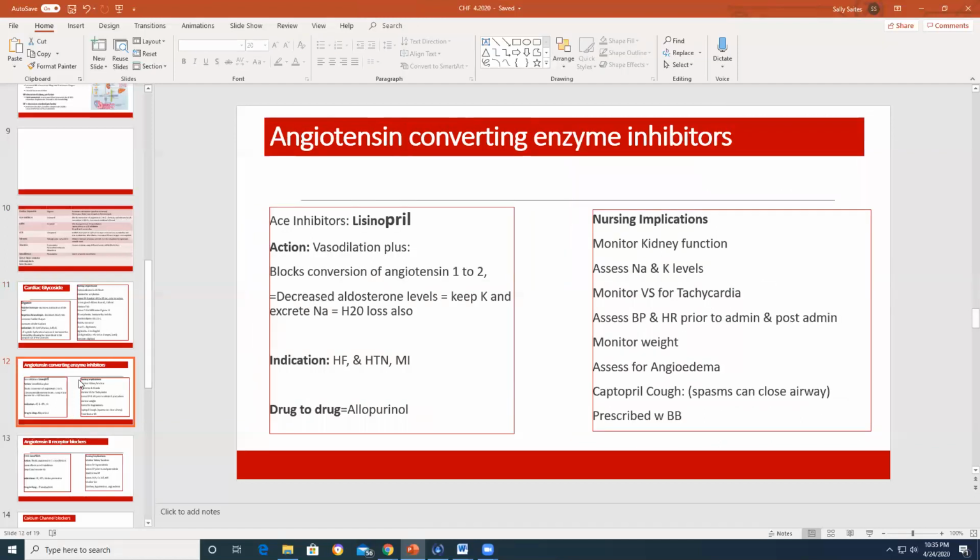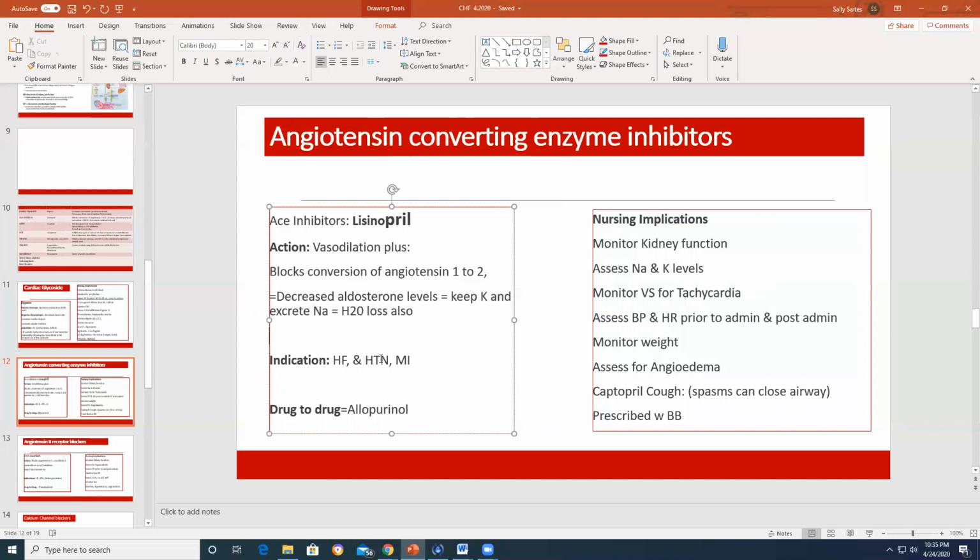Our next medication is very, very common, our ACE inhibitors, so lisinopril. As you can see, I've got the PRIL here bolded and enlarged for you. The action for ACE inhibitors is vasodilation, plus it also blocks the conversion of angiotensin 1 to 2. So it does that whole decreased aldosterone levels, keeping the potassium and excreting the sodium and water. So obviously we need to monitor their electrolytes.